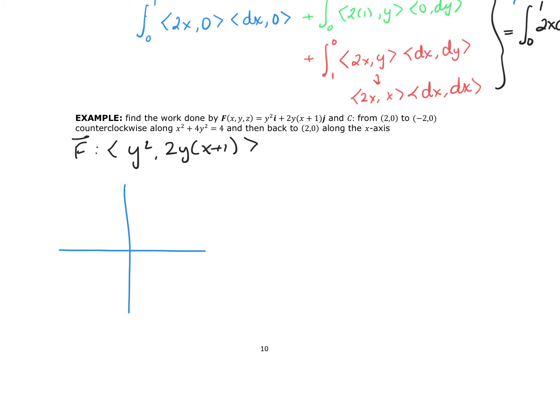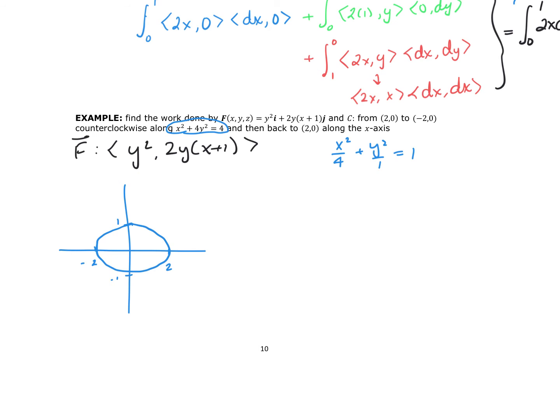Now this is an ellipse. Let's put this in the standard form of an ellipse. So it'd be x squared divided by 4 plus y squared divided by 1 is equal to 1. That's what this is as an ellipse. That means I would go out 2 each direction in the x direction and 1 in the y direction. So it's going to look something like this.